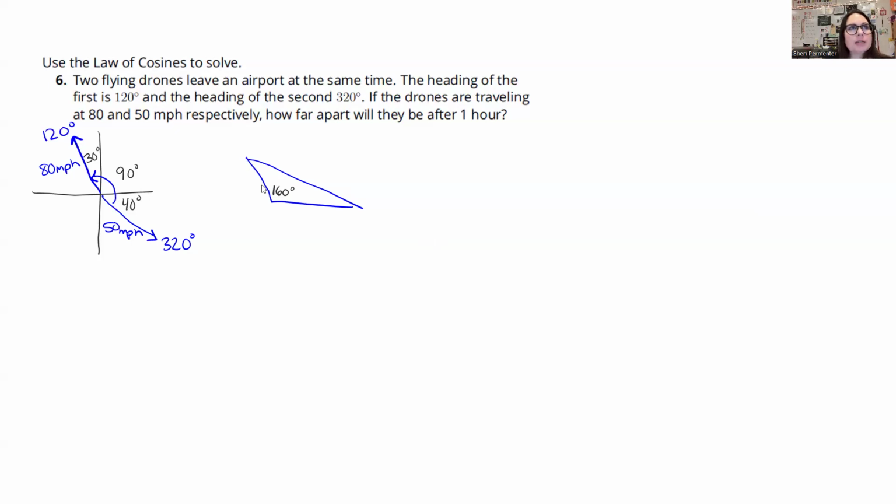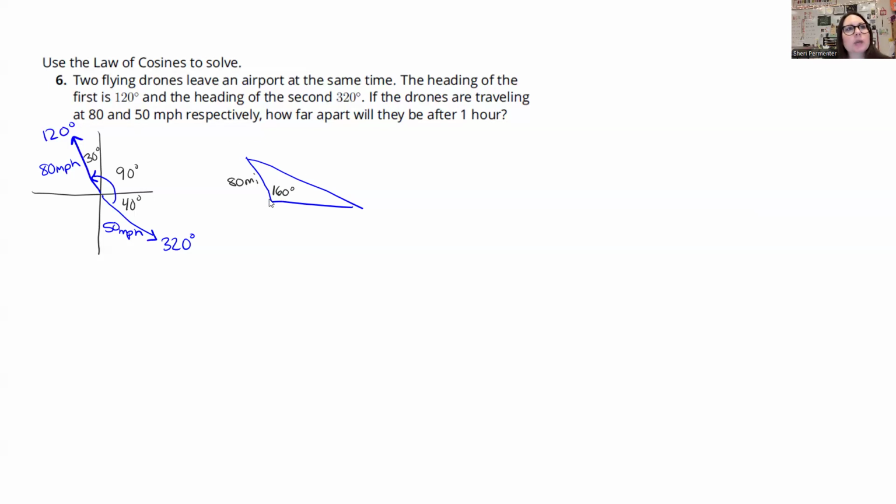From here, I need to know my side lengths. It's asking for a distance, but the problem gives us a speed of 80 miles per hour. That's not a distance. But if I'm going 80 miles per hour for 1 hour, how far did I go? 80. What if the problem said in 2 hours? What value would I put? 160. So be careful, read your problem carefully. So this side length here will be 80 miles.